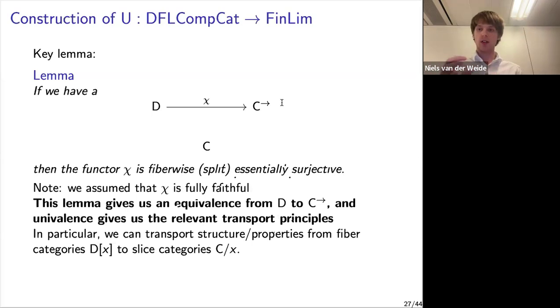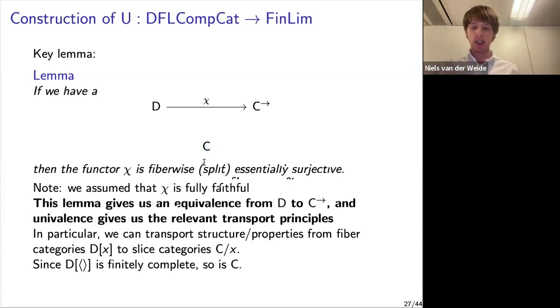In particular, we can deduce information about the fibers. By assumption, every fiber D_X has equalizers, products, terminal objects, and whatever. And thus this is also the case for every fiber of the arrow category. And thus in particular for C, because that is the fiber of the terminal object. So because D is finitely complete, we also know it for C. Here, what we're doing is transporting stuff along equivalences, which is what univalence makes very nice.